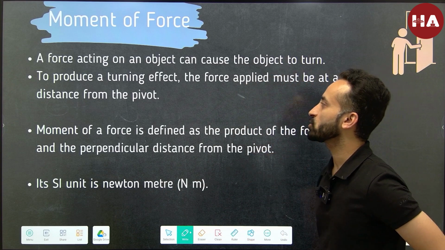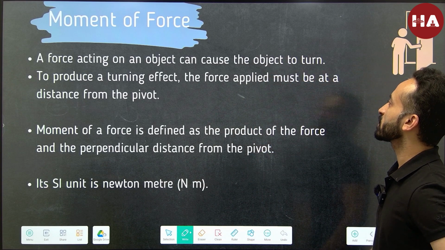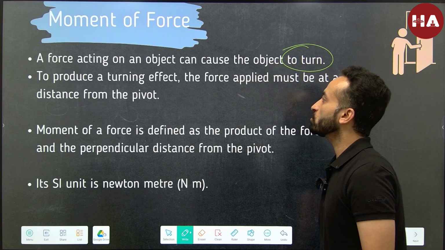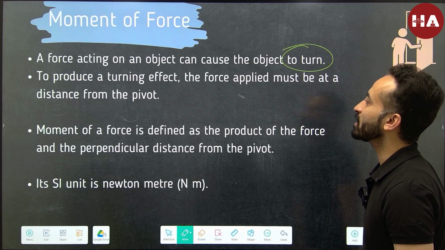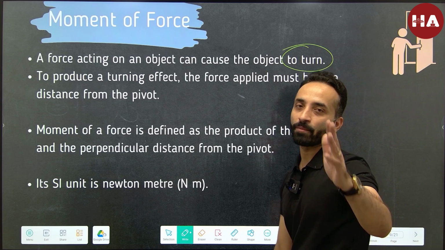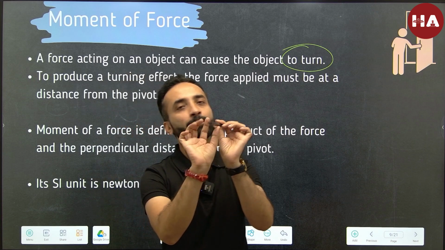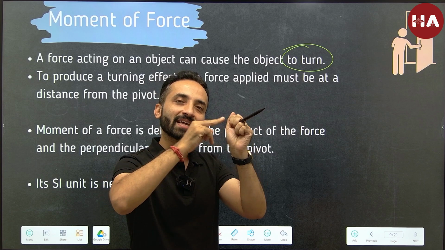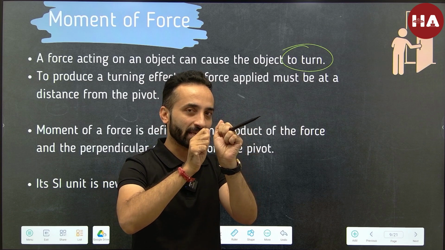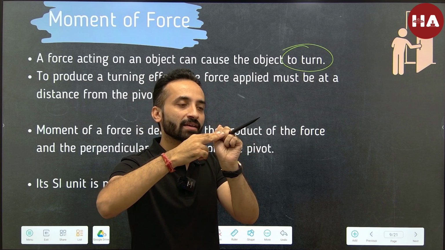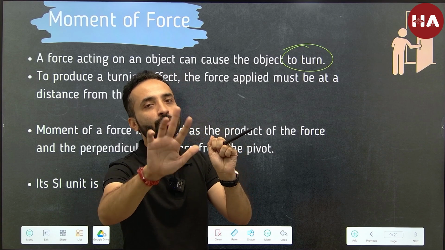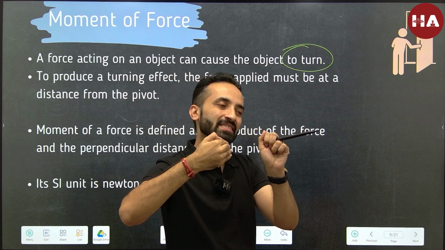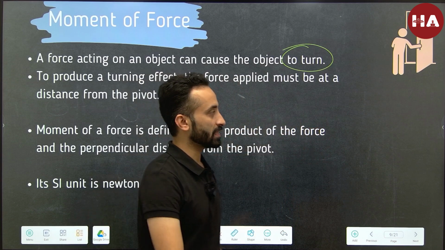So the first thing that I wish to talk about is that a force acting on an object can cause the object to turn. So that's the topic of the day. To produce a turning effect, the force must be applied at a distance from the pivot. By taking this as an example, I think you should be able to understand that if you apply a force on the pivot itself, where the object is fixed, can you expect it to rotate? No. You can only expect it to rotate when you apply the force slightly away from the pivot, right? That's the basics of it.